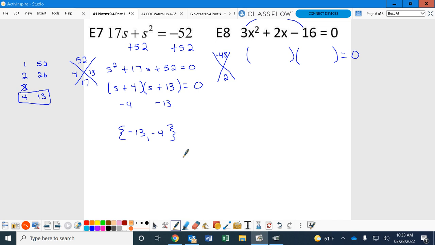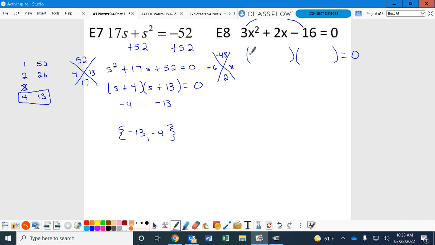Then the middle number is still going to be the bottom, so it's still going to be 2. We're looking for 2 numbers that multiply to give us -48, but add to give us +2. So one of the numbers is going to have to be negative, one of them is going to have to be positive, guys. What two numbers work? 8 and 6. Which one has to be negative? 6. Good. Negative 6 and positive 8. Nicely done.